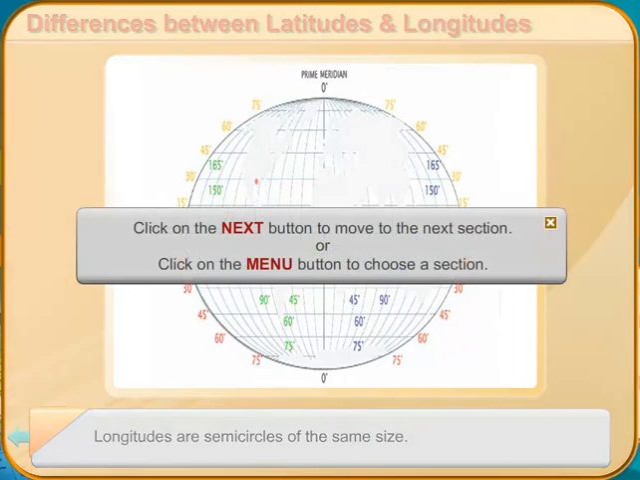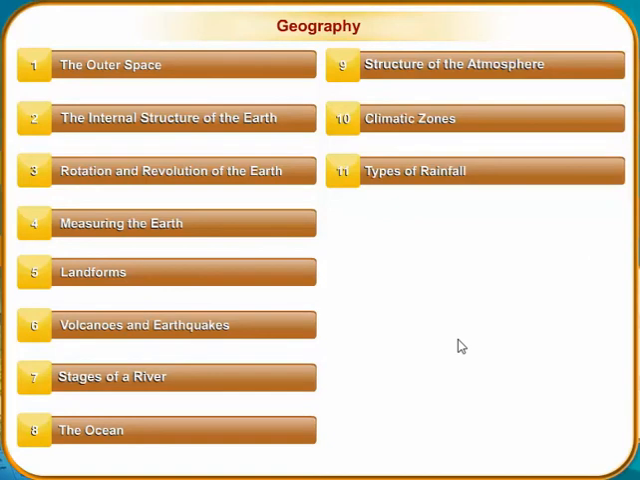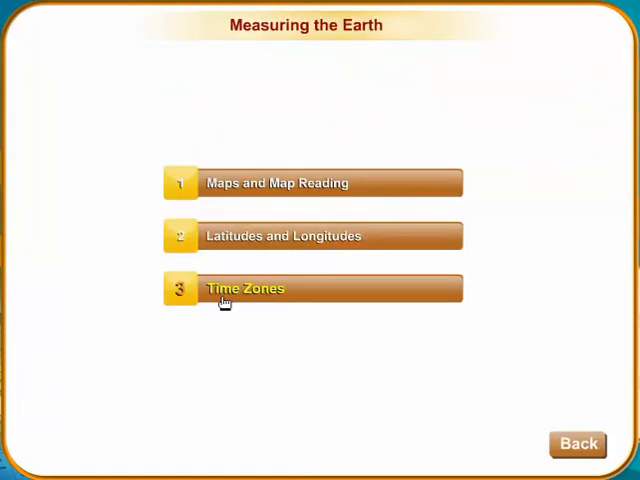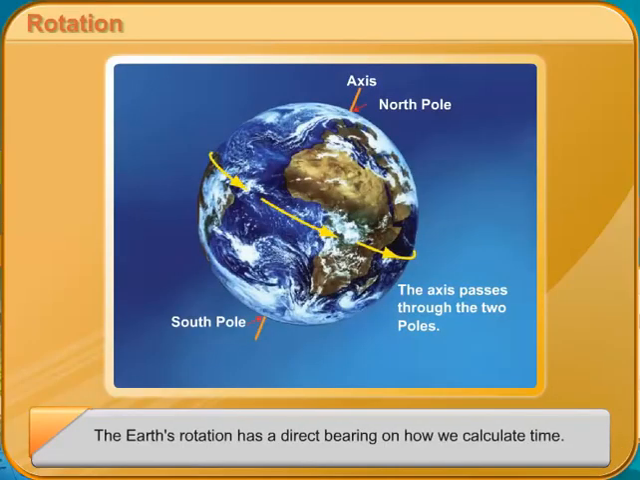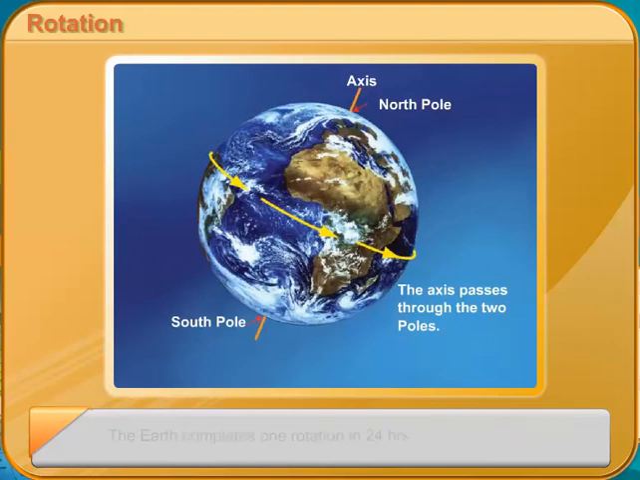Local time. When a meridian faces the Sun, the time there is 12 noon. All meridians east of it will be ahead of 12 noon. All meridians west of it will be behind 12 noon. All meridians have their own time called local time.